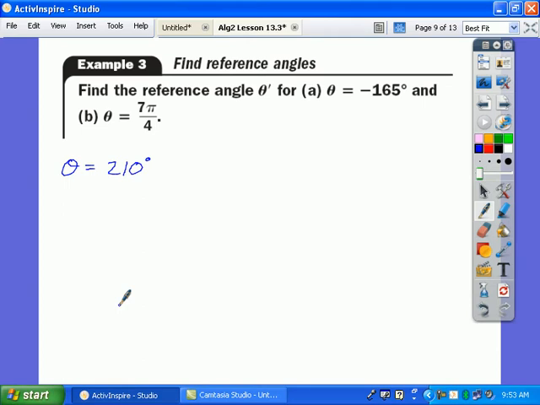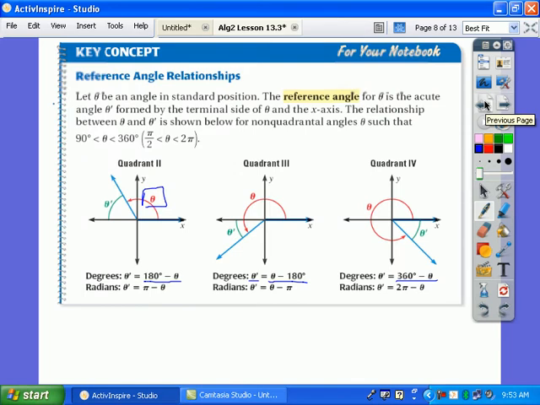Okay. So first we want to find our reference angle theta prime. So to do that, we need to know what quadrant theta is in. Okay, what quadrant does this angle put us in? So if we go back to the previous slide, 210 degrees, is that going to be in quadrant 2, 3, or 4? It should be in quadrant number 3, right? Bigger than 180, smaller than 270, so it should be here.